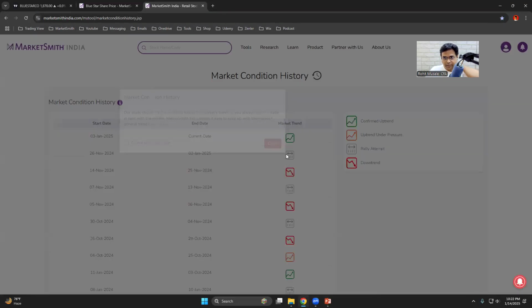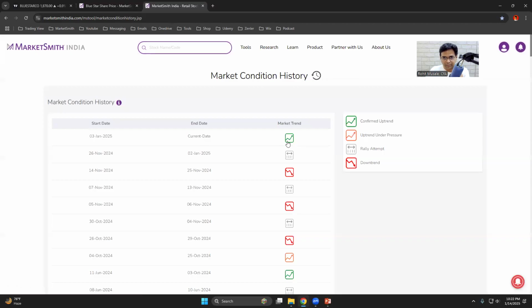Okay, currently it shows confirmed uptrend, but this uptrend was not sustainable because the price was below the 50-day moving average. Nifty was below the 50-day moving average, the 150-day and the 200-day. So just because it says confirmed uptrend doesn't mean that I take positions. I also look at the moving averages on the Nifty. It's one thing to see confirmed uptrend here. It's another question you have to ask: how sustainable is that confirmed uptrend?